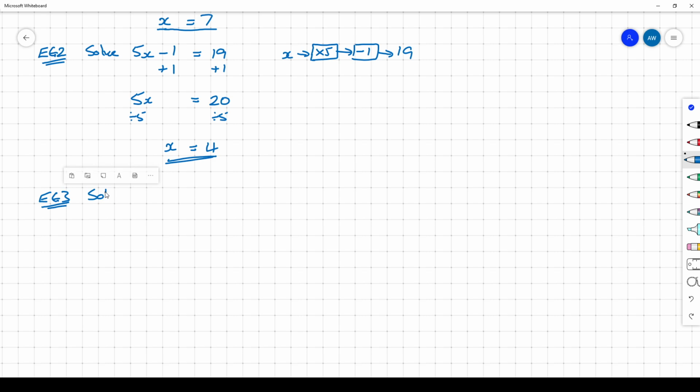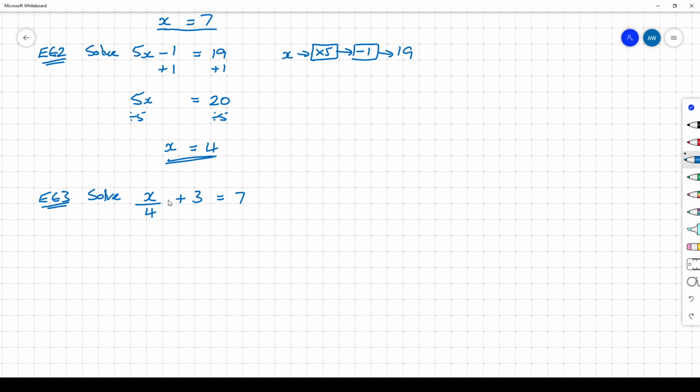Right, keep pressing that button. Solve, here we go. Let's have x over 4 plus 3 equals 7. So something divided by 4 plus 3 equals 7. So how are we going to sort that out?